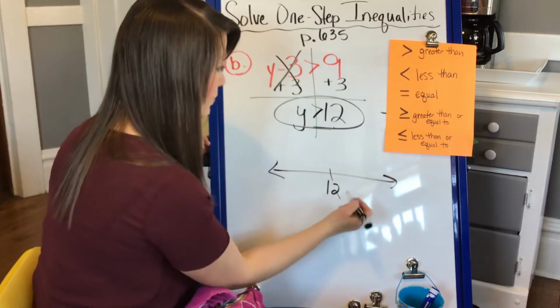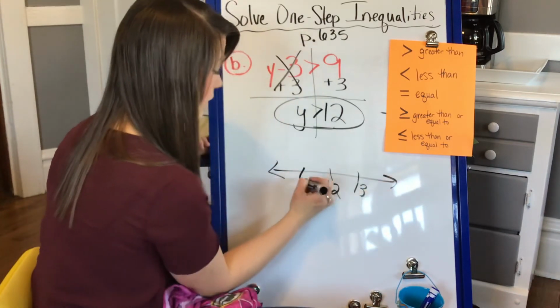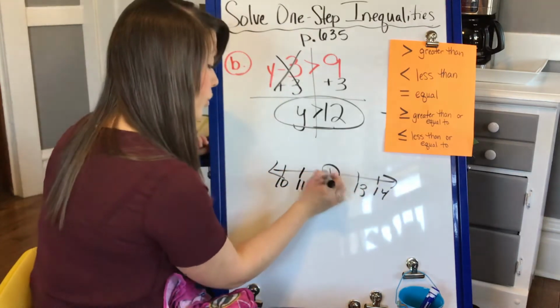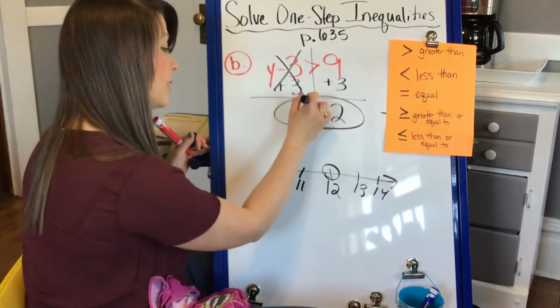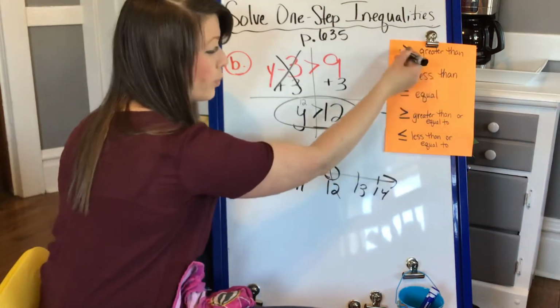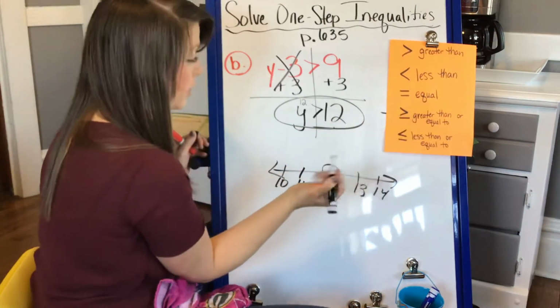12 goes right in the middle. I'm going to do 13 and 11. If you want to do extra ones, you can. Circle's going to go right on 12. Now on this one, is 12 greater than 12? No, it's not, so it's going to stay open. Okay, again, these two are the open ones, those two are the closed ones, if that helps you.